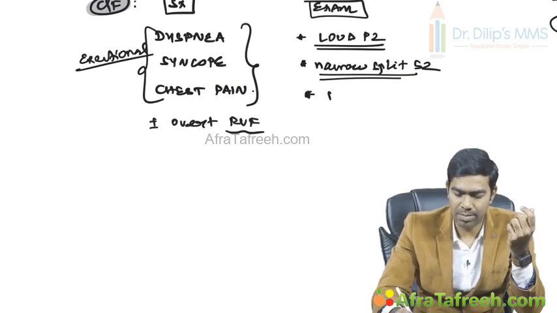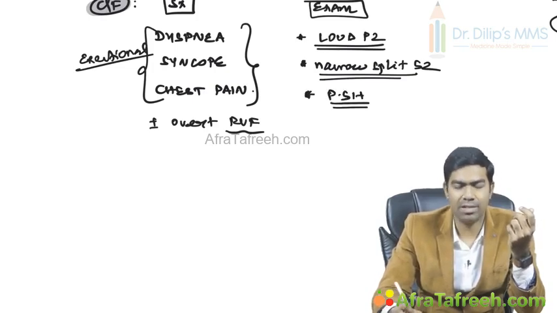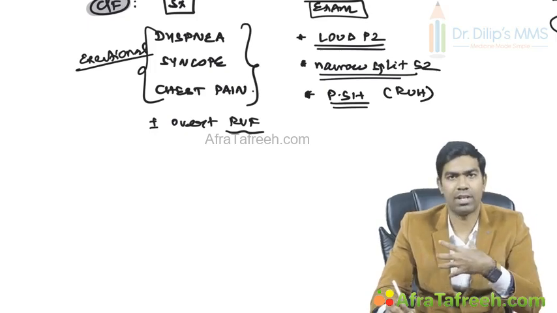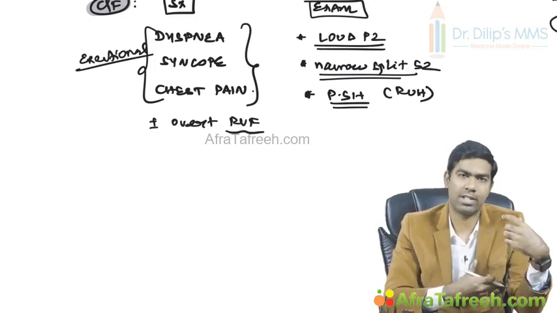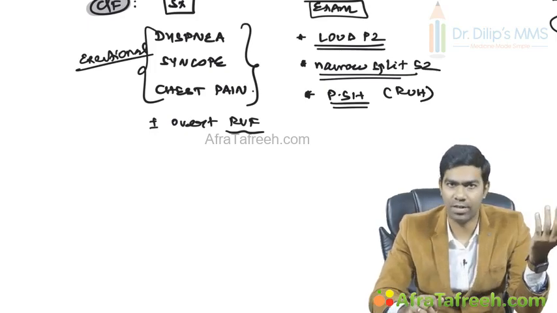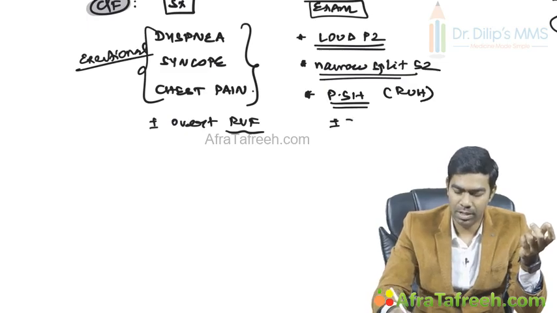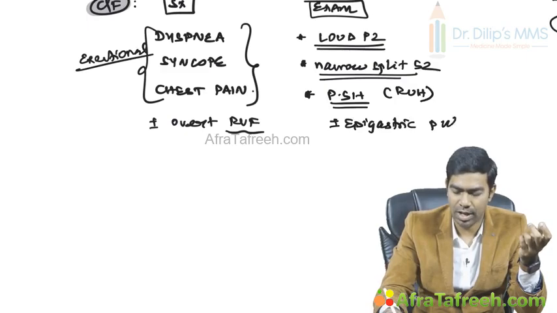You might see a parasternal heaving. Parasternal heaving is nothing but a sign of right ventricular hypertrophy. The right ventricle produces a heave here, whereas the apex, whether hyperdynamic or heaving, is for left ventricular hypertrophy, but parasternal heaving is for right ventricular hypertrophy. Plus or minus, you can also see epigastric pulsations. That is also a sign of right ventricular hypertrophy only.